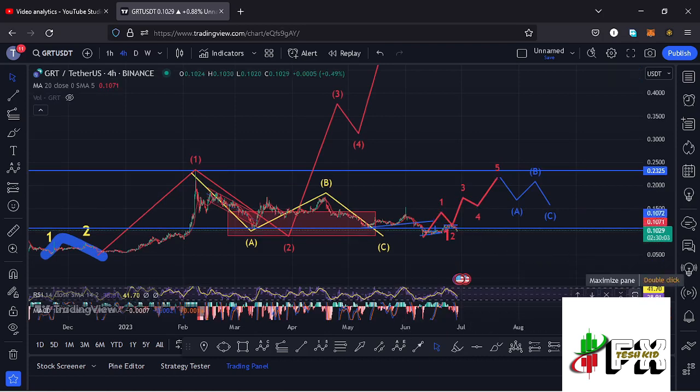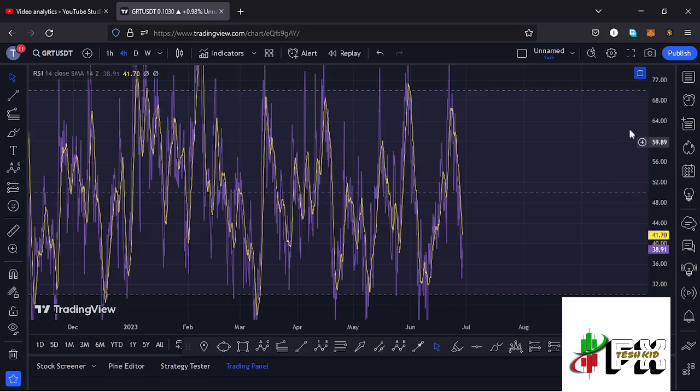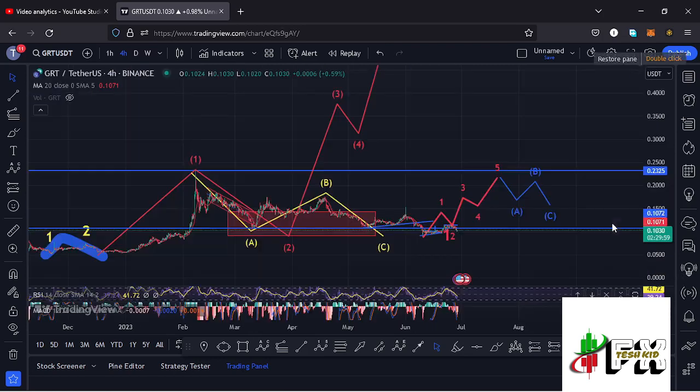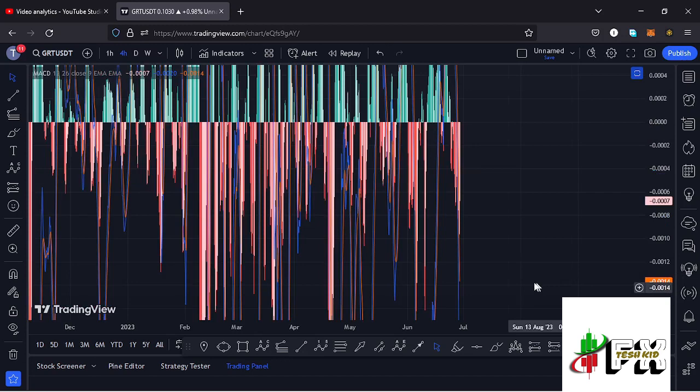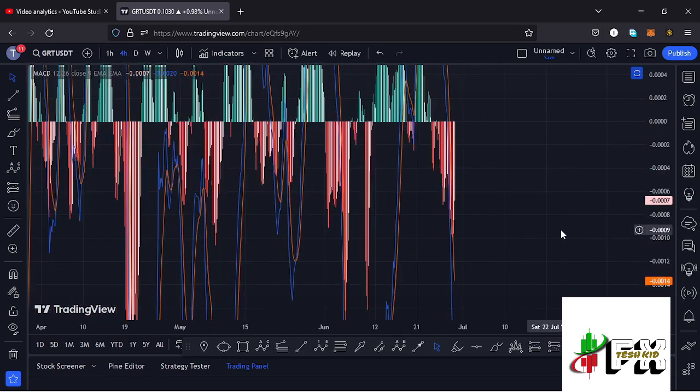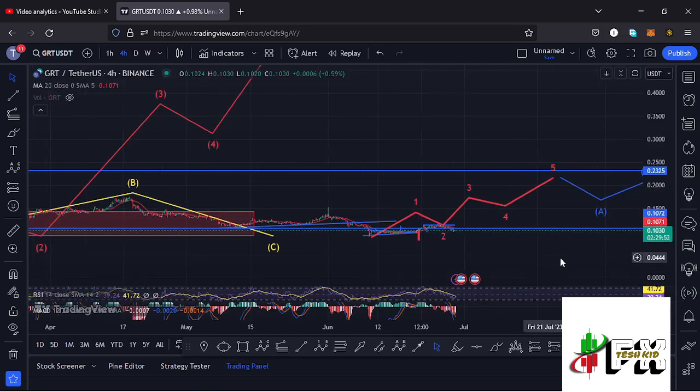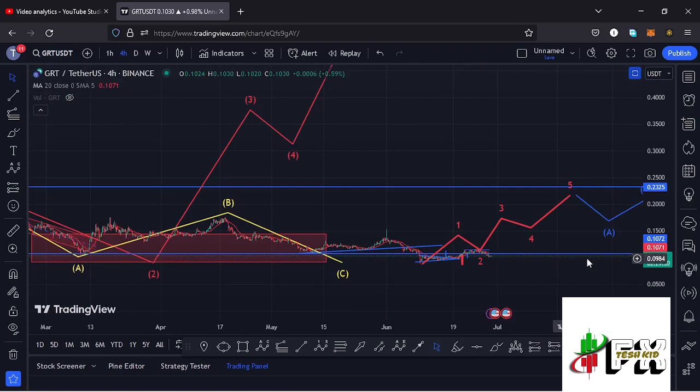Also taking a look at the indicators. On the RSI, we are trading at around the 38 mark. Also taking a look at the MACD, we have been able to print a bearish cross. So let's be patient and see how that plays out, and I will be keeping you updated.